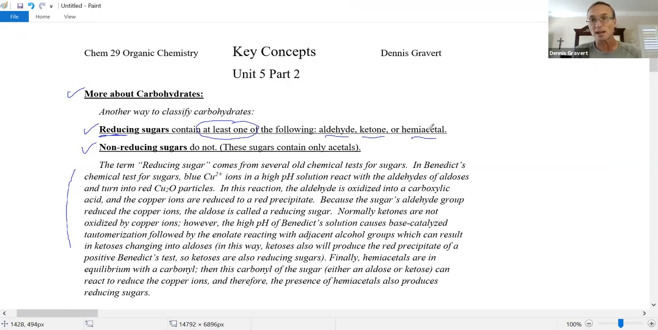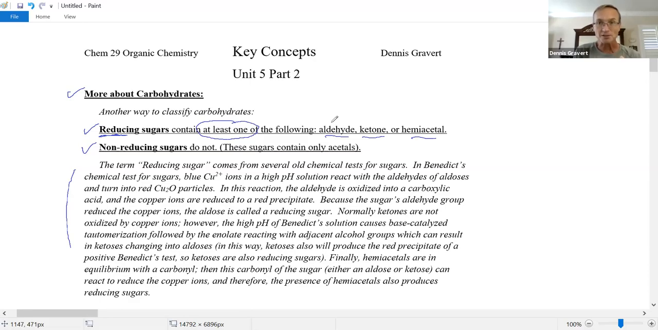These functional groups, hemiacetal, ketone, aldehyde, they can act to reduce another reagent. So they're capable of reducing. They're reducing agents, but they're also sugars. So they're called reducing sugars.